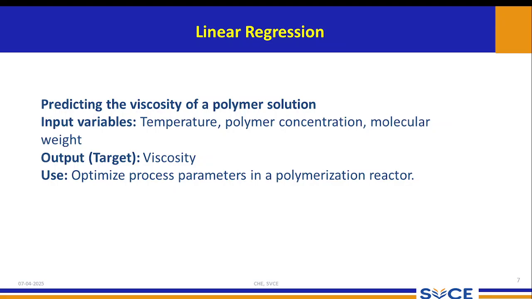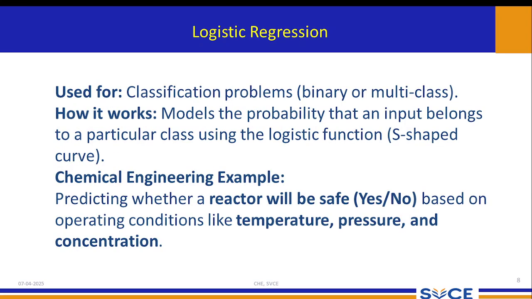Then polymer concentration: as it increases, obviously viscosity may increase. As the molecular weight increases, viscosity will increase as well. This helps to optimize the process parameters in a polymerization reactor. So it's a linear relationship, and this is a very good example for linear regression.